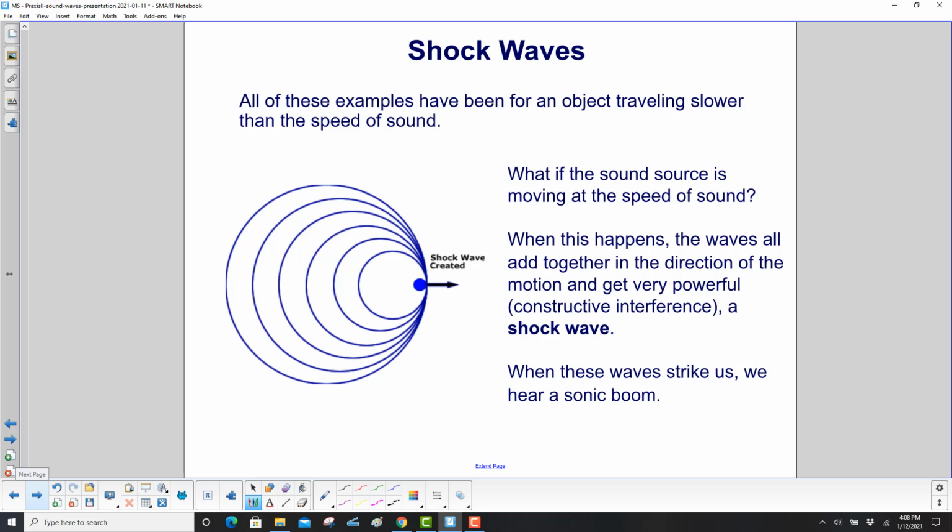Shockwaves. All these examples have been for an object traveling slower than the speed of sound. What if the sound source is moving at the speed of sound? When this happens, the waves all add together here in the direction of the motion and get very powerful. That's constructive interference. That's called a shockwave. When these waves strike us, we hear a sonic boom.